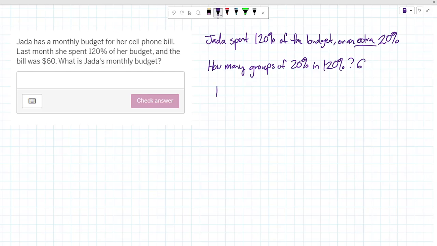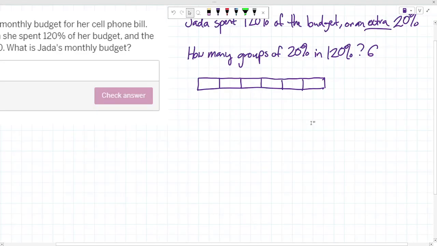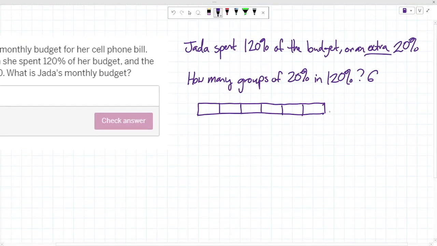So I'm going to set up my tape diagram with my 6 groups. 1, 2, 3, 4, 5, 6. And I know I'm making them kind of big, but it's just so I have room to write in them. So let me zoom in. Okay, so each of these blocks represents 20% of her budget, because she spent 120% of the budget. So 120% of budget.